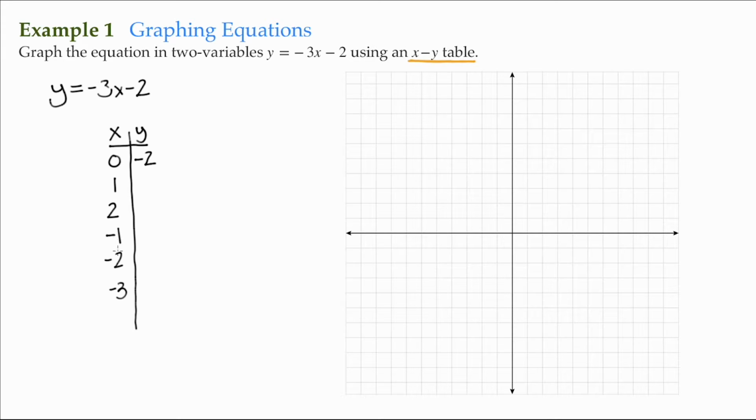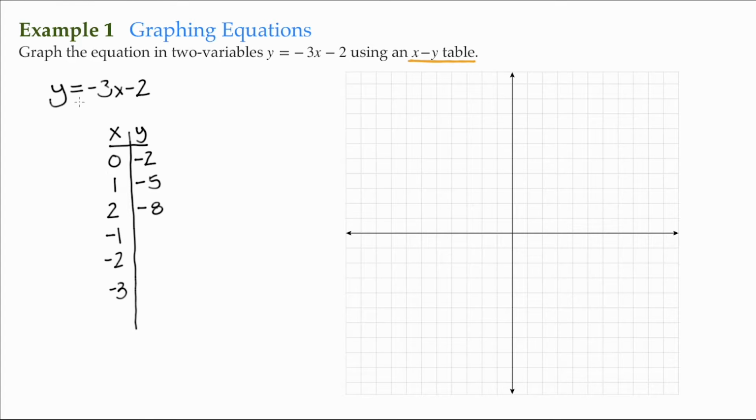And then we just kind of go down the list here. So here's 1. So y is equal to negative 3 times 1. Negative 3 times 1 is negative 3 minus 2. So then y has got to be negative 5. For 2, y is equal to negative 3 times 2. That's negative 6 minus 2. That's negative 8.